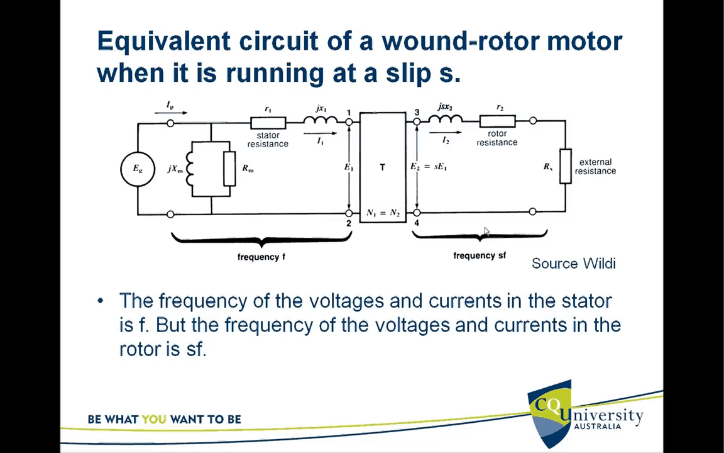Now when the motor is running, suddenly what happens is, to the right of the transformer we got a different frequency. Because of that, we multiply the quantities by S, the slip. Frequency dependent impedances like inductive reactances change the value. Resistances remain the same. Voltages are multiplied by a factor of S. So if you could see here, frequency is F on the stator side, but frequency on the rotor side is SF. The frequency of the voltages and currents in the stator is F, but frequency of the voltages and currents in the rotor is SF.